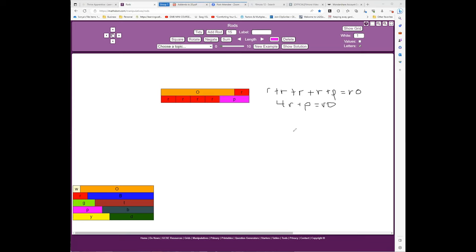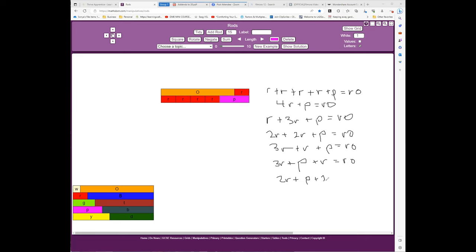If 4 red plus purple equals orange, then a red plus 3 red plus purple would also equal orange. And we would know that 2 red plus 2 red, right, because we know that we can divide these up however we want, 2 red plus 2 red plus purple equals orange. And we would also know that 3 red plus purple equals orange. And we would know that 3 red plus purple plus red equals orange. And we could transform those however we would like. We could do 2 red plus purple plus 2 red. That's also the same as orange.